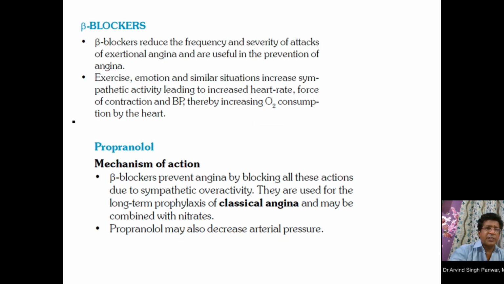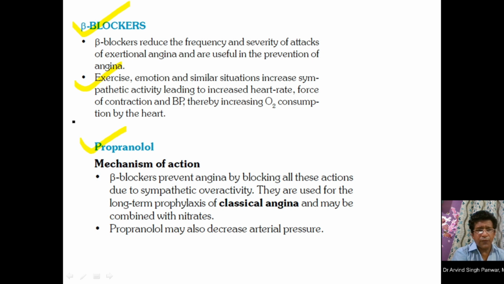Now about the beta blockers, that is the third category of drugs used for the management of angina. Beta blockers reduce the frequency and severity of attacks of exertional angina and are useful in the prevention of angina. Exercise, emotion, and similar situations increase sympathetic activity, leading to increased heart rate, force of contraction, and blood pressure, thereby increasing oxygen consumption by the heart. Propranolol. Mechanism of action: beta blockers prevent angina by blocking all these actions due to sympathetic overactivity.